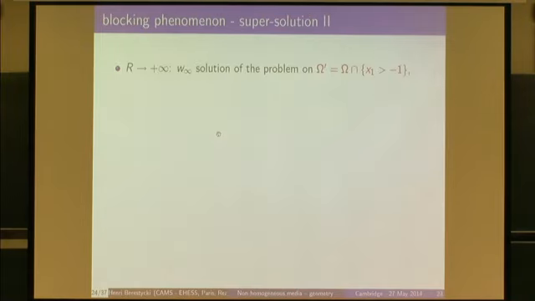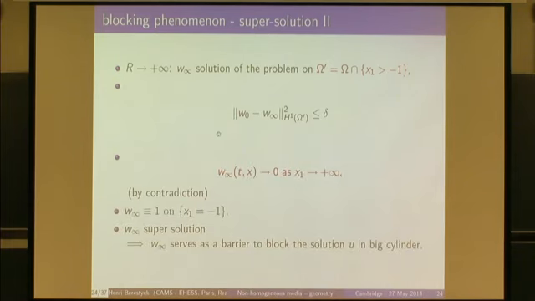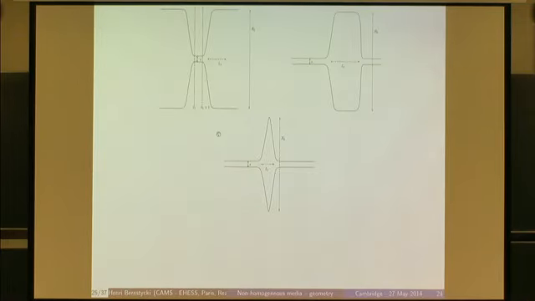And this minimum is exactly what you want. In addition, this delta can be chosen uniformly with respect to R. So you have something which remains bounded in H1 norm. Therefore, it has to go to 0 at infinity, and you can prove this because of this relation. So you can prove that W infinity goes to 0. And W infinity is indeed the barrier, as I explained, that serves to block the solution in the big cylinder.